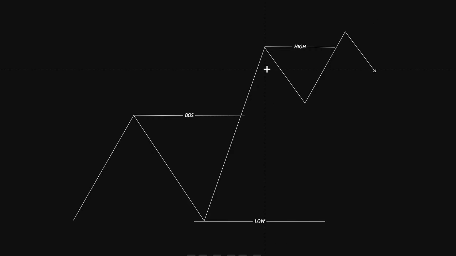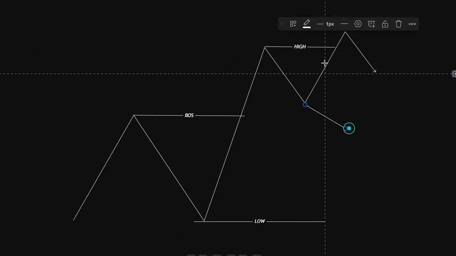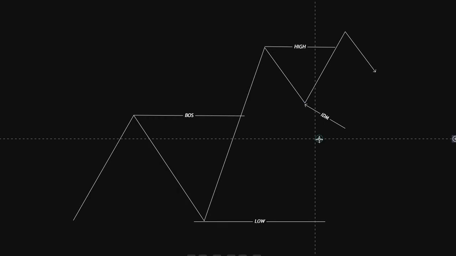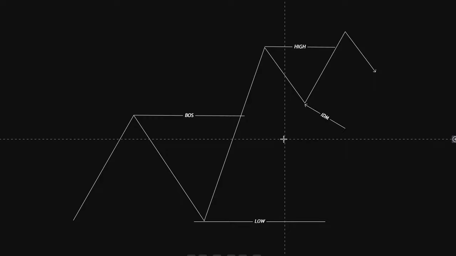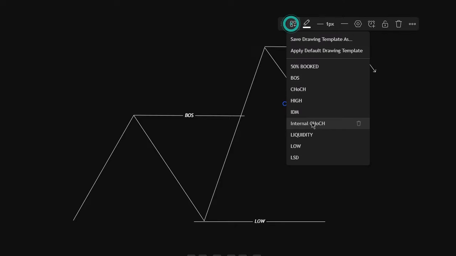This inducement can be of various types. So let's first of all mark it as inducement, which I'm going to call IDM. What does inducement stand for? Internally, in this area, the market has created some liquidity zone. You can say it is directly a liquidity zone. Some of the liquidity is here.